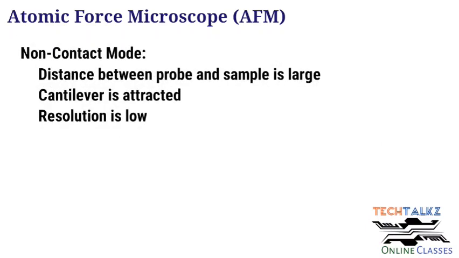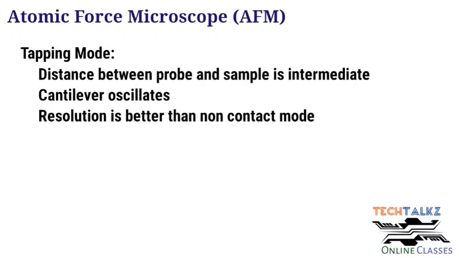Then in non-contact mode, the distance between probe and the sample is kept large. So the cantilever is attracted. Here the resolution is very low, but the sample and the probe are not damaged. Then in tapping mode, the distance between the probe and the sample is kept intermediate. That means there will be attraction and repulsion. So the cantilever will oscillate. And here the resolution obtained is better than the non-contact mode.